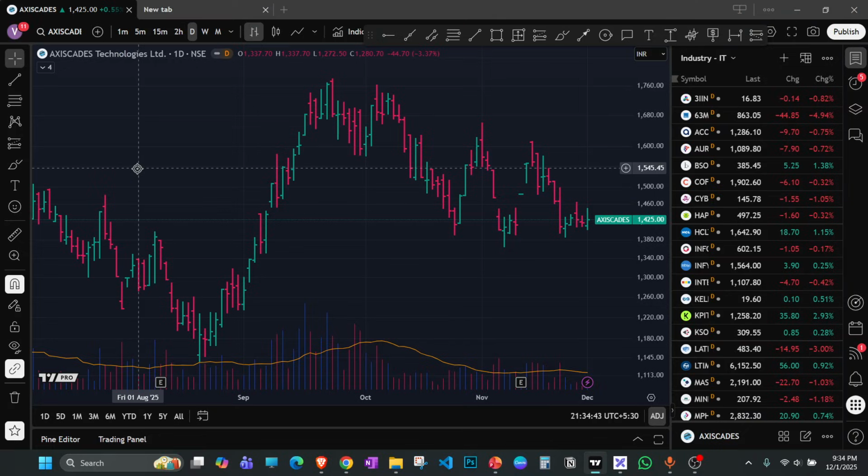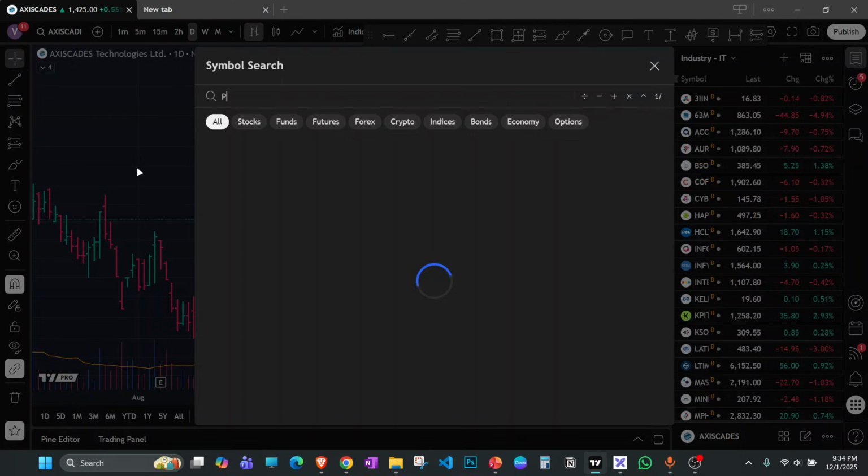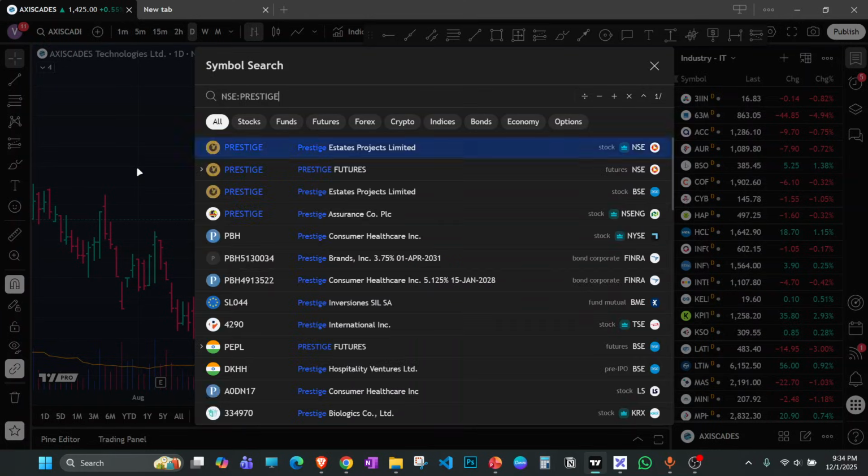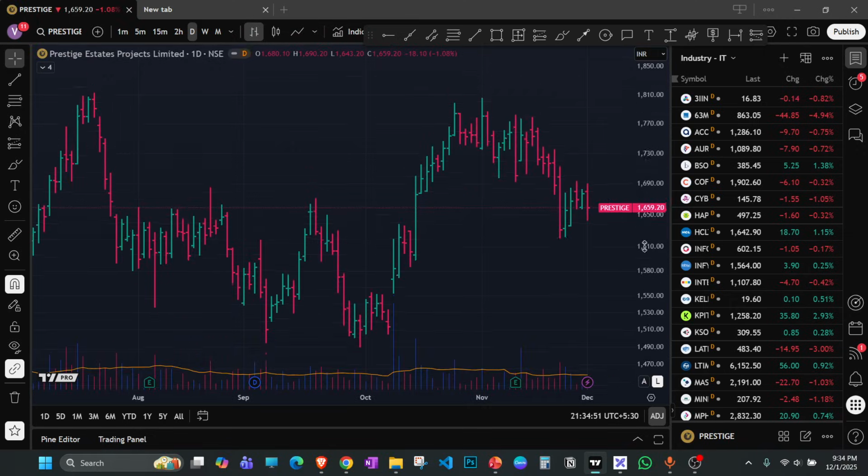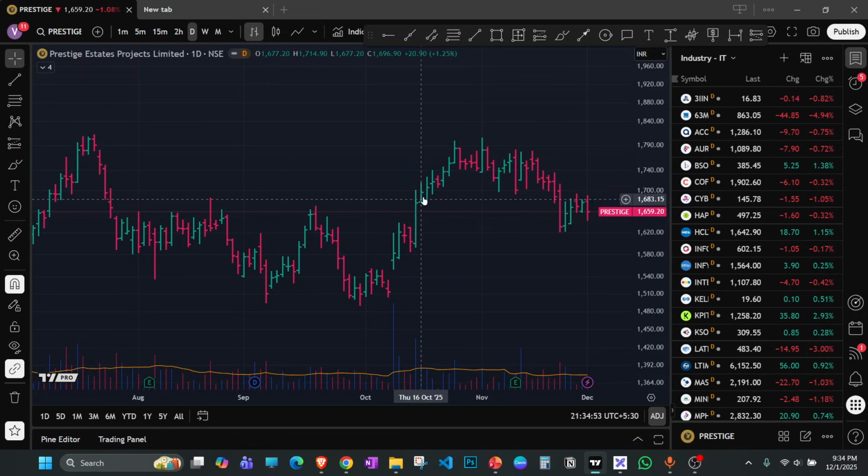So if we go back to Realty, let's take a look at some of the stocks from the realty sector, Prestige Estates. And if you go back in, you can clearly see during October, from 10th onwards, it was continuously going up and up and up, right? So if we were looking at the snapshot of 24th, the stock was going up, the index was going up. And what happened after that? Let's take a look at that.